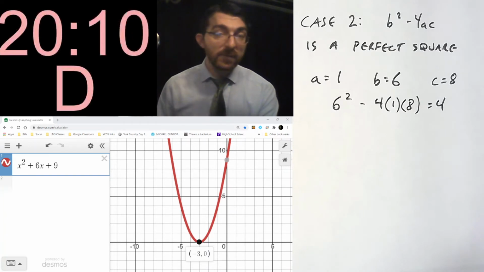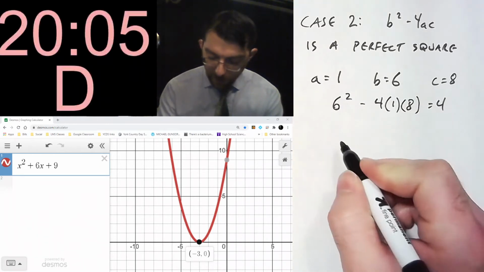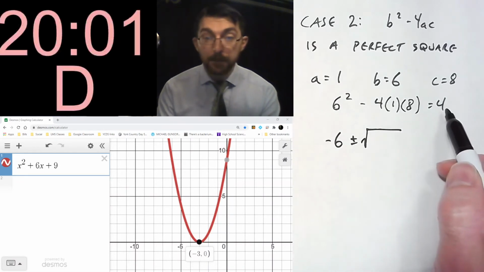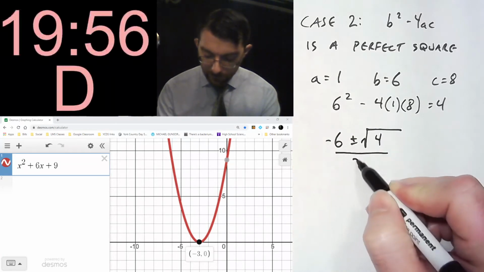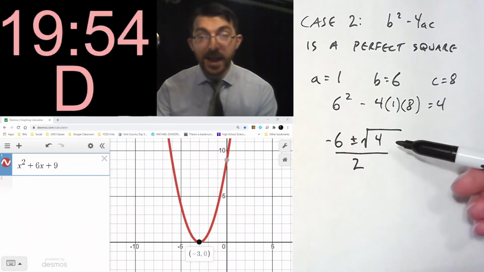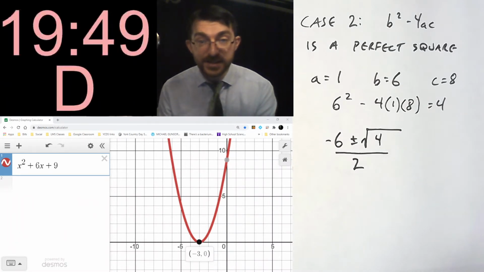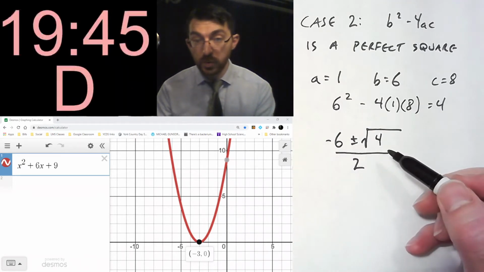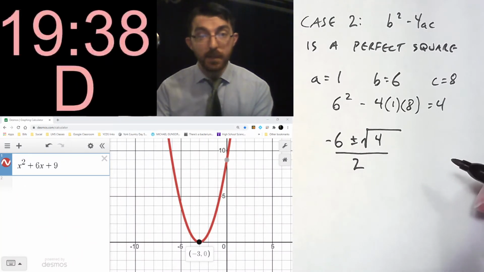When you do the quadratic formula on that parabola, you're going to end up with the opposite of b plus or minus the square root of b squared minus 4ac, over 2a. See? It's a square root of 4. No drama. Everything's fine and easy. It's just going to be minus 6 plus or minus 2 over 2, which reduces to negative 3 plus or minus 1. So that's minus 4 and minus 2.